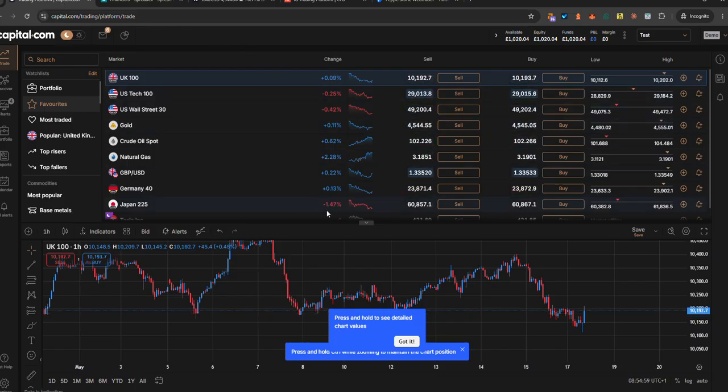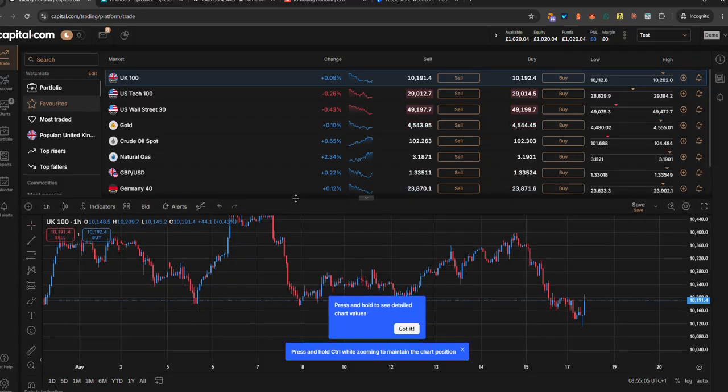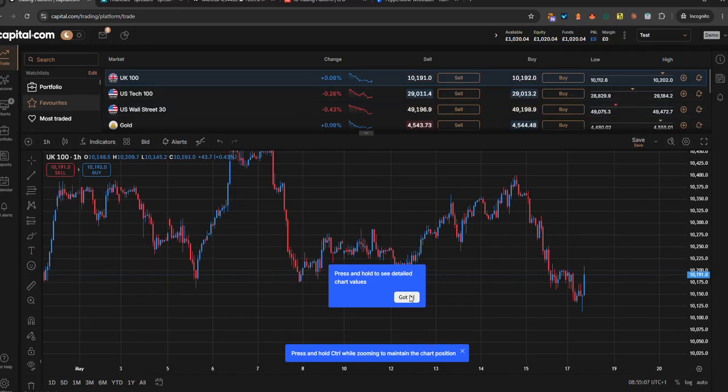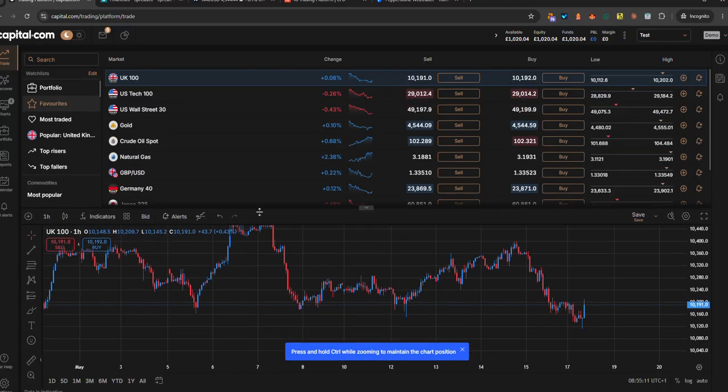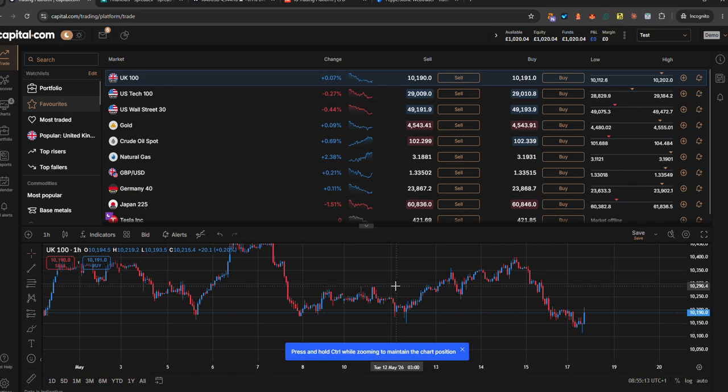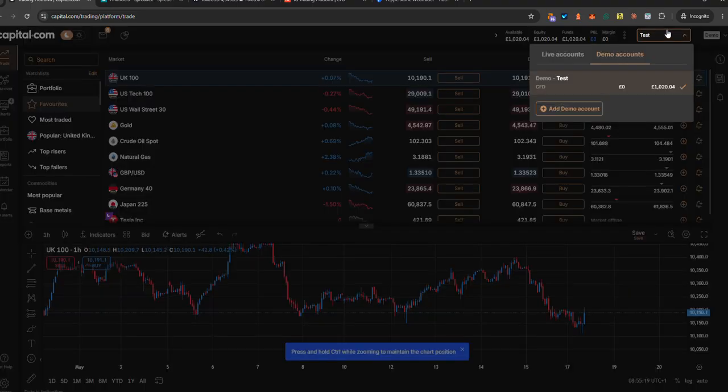So now we're moving on to Capital.com. Capital.com is probably one of the most intuitive platforms. Their native platform, you've got TradingView integration here. You've got a really good range of commodities, and it's very straightforward to use.